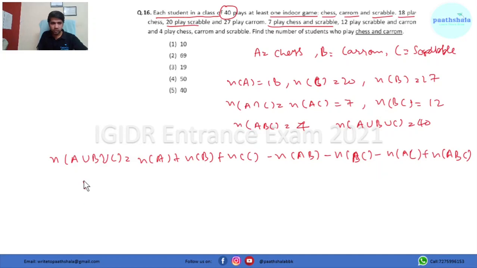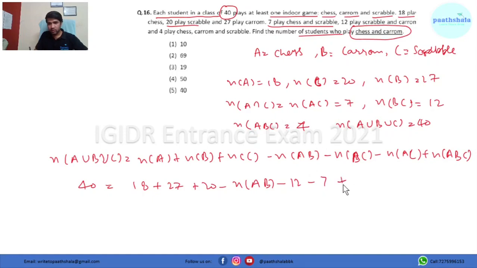Now put the values. So this is 40, this is 18, this is 27, this is 20, minus NAB, which is not given. We have to find it, because here they have mentioned to find the number of students who play chess and carom. So NAB we have to find. Minus NBC, NBC value is 12, minus NAC, NAC is 7, and plus NABC, that is 4. So just solve it, you will get your answer.